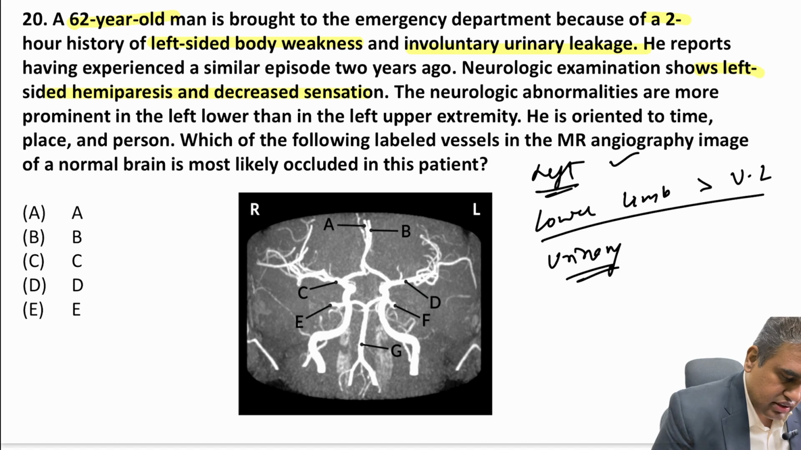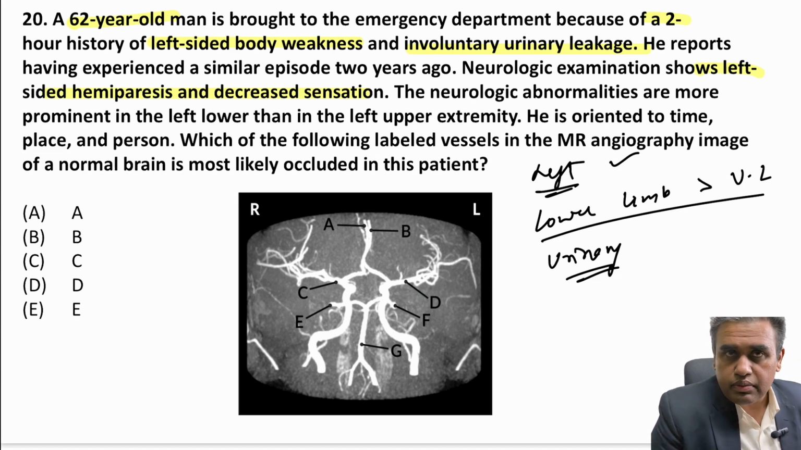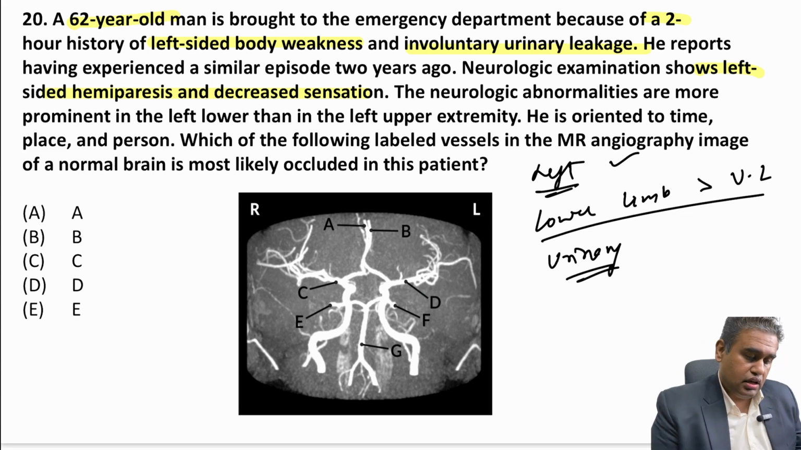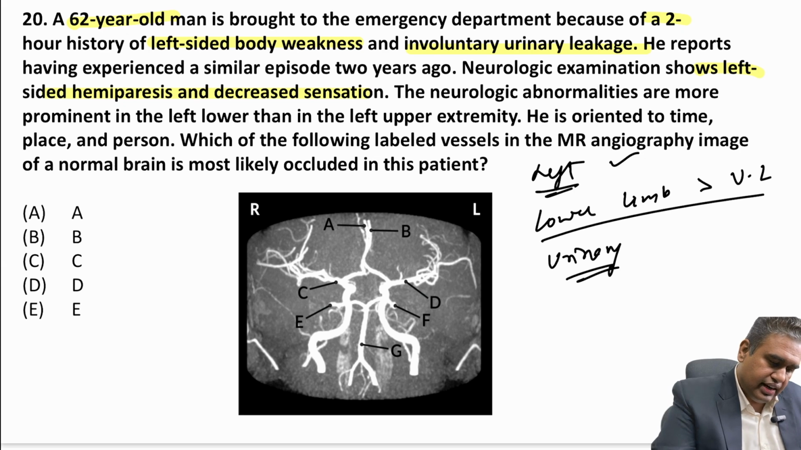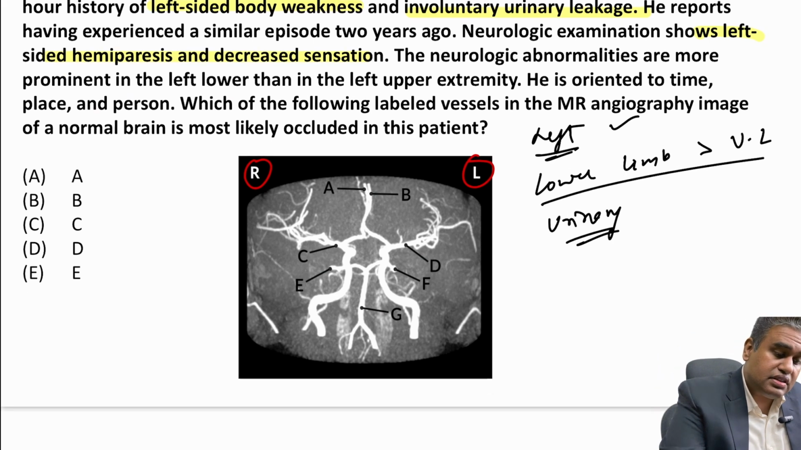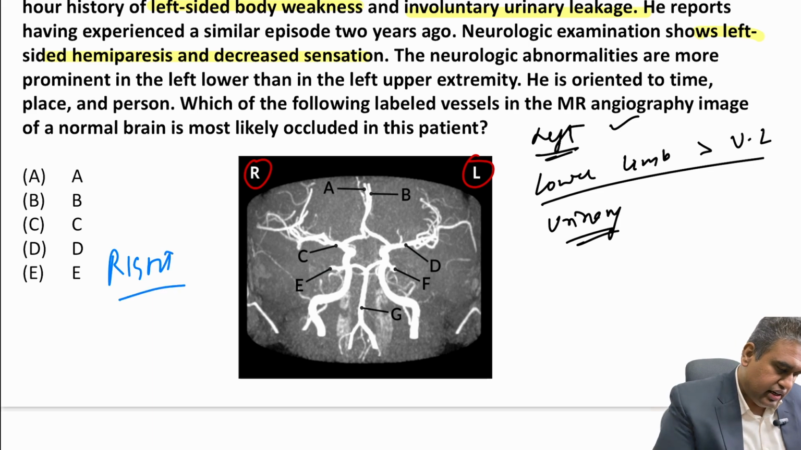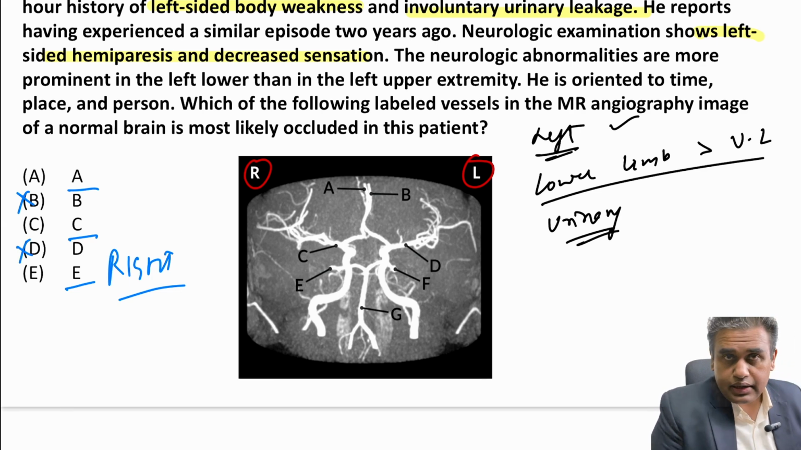Which of the following labeled vessels in the MR angiography image of a normal brain is most likely occluded in this patient? Now look carefully over here, they are showing us the sides as well, right and left. So in the brain we have to look at which side? The problem in the body is on the left side. On the brain we have to look at which side? We have to look at the right side. So on the right side we have options A, C and D. So remove B and E, see. So 40% of the job is done. We have removed 2 options. So A, C and D are there.